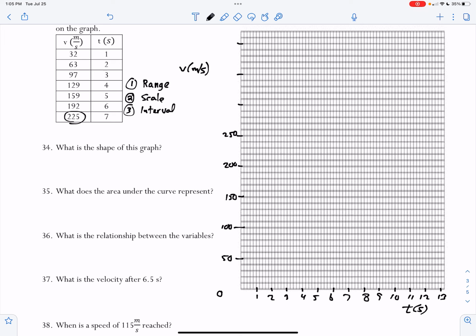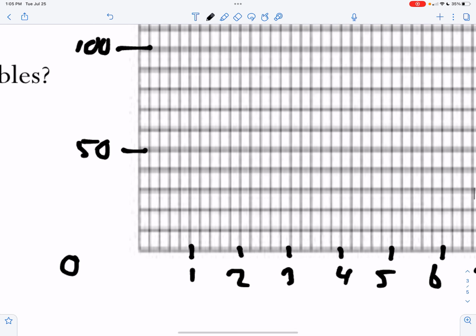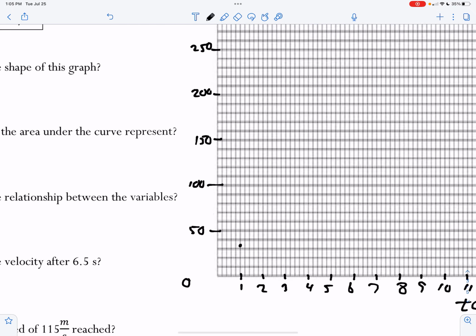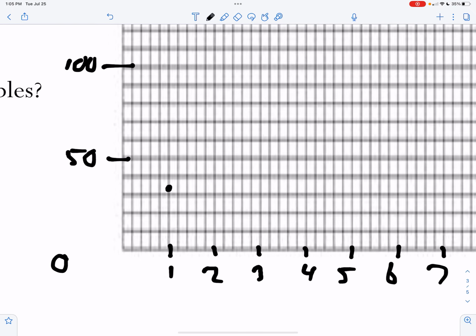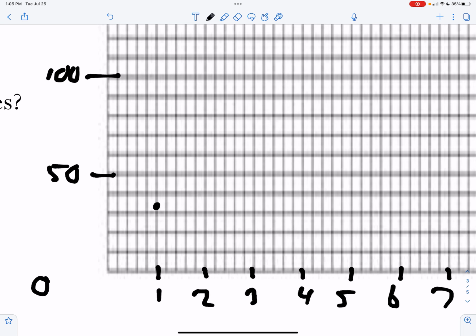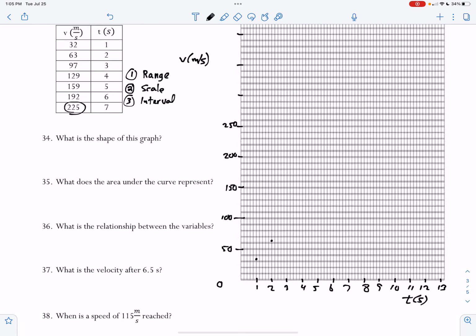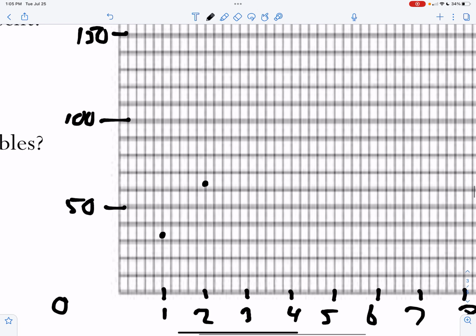Okay, so the first one we're going to plot is over 1 second and up to 32. So over 1 second, up 32 would be about right there. Then we're going over 2 seconds, up 63. Then we're going over to 3 seconds and up almost 100, to 97. That would be about right there.